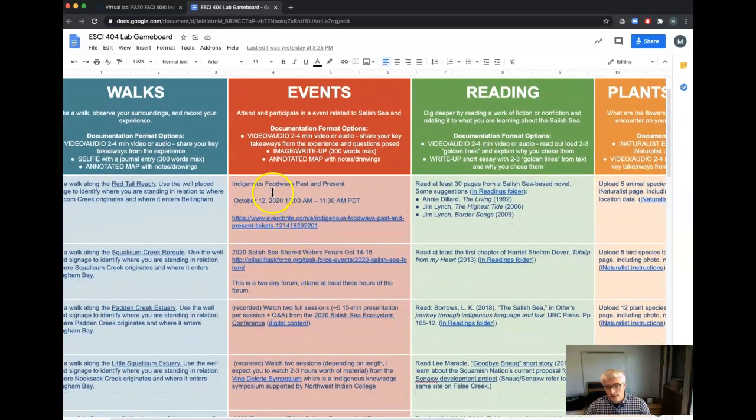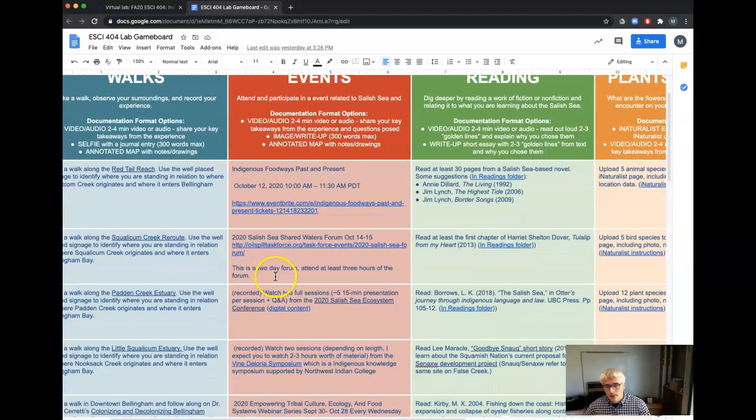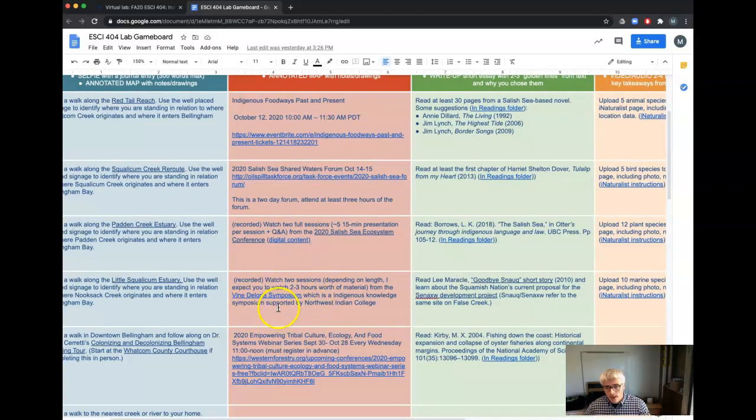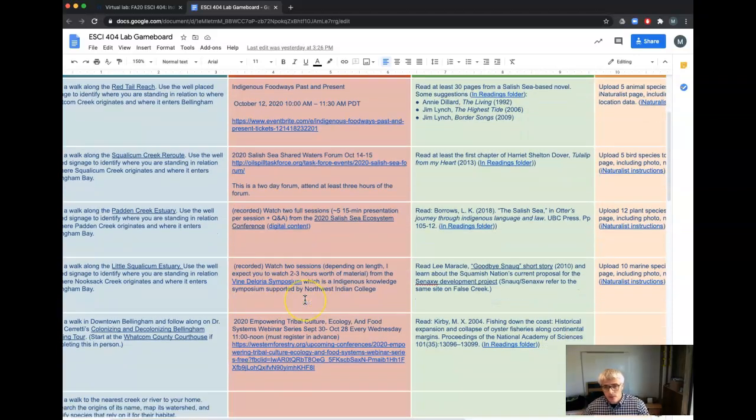So one is these Indigenous Food Pathways to Present. It's an online event. The Shared Waters Forum, also in early October. The Salish Sea 2020 Ecosystem Conference is fully online, so you can go back anytime and look at those. Vine Deloria, same thing there. There's some really cool stuff.